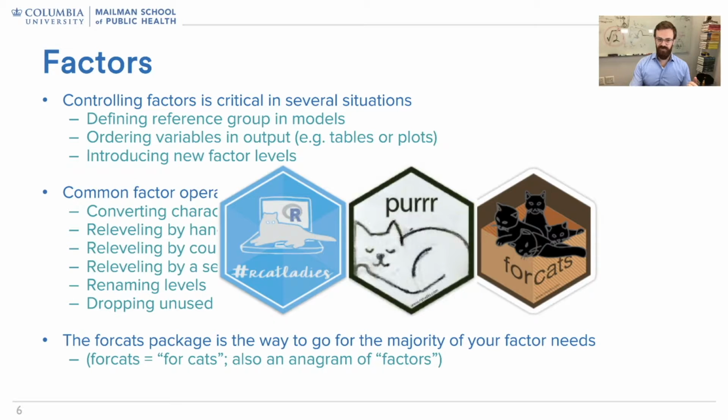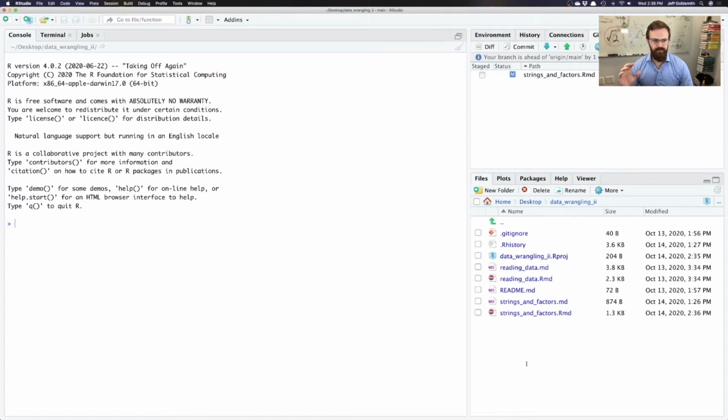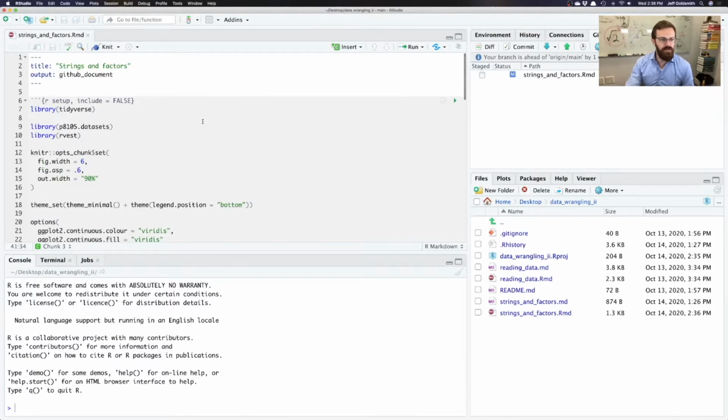So fantastic. Okay, what we're going to do now is switch over to a screencast and see how strings and factors work in practice. All right, so what do we got going on? I have opened up RStudio. I've opened up the R project that corresponds to the two videos that we're working with. I've also gone ahead and, before starting to record this video, created a strings and factors R markdown file that is right here. It's strings and factors, it's a GitHub document.